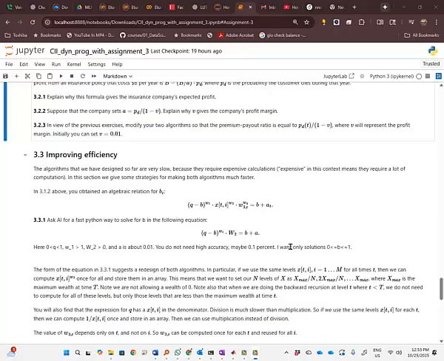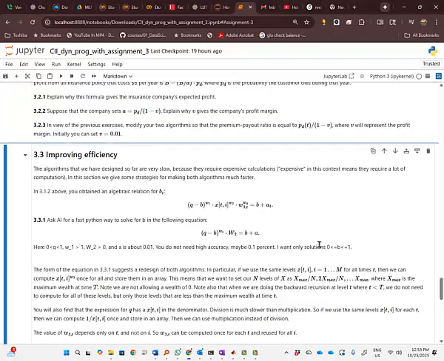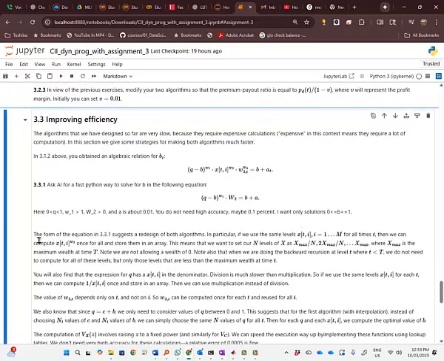Now, I have passed over the question of whether this value of B is going to give me a maximum or a minimum. It's pretty clear intuitively it's going to give a maximum. If we run into problems, we may have to go back, but we'll just assume at this point that if I find this solution, which is the place where the derivative is 0, it's going to give me a maximum value. The form of this equation suggests a redesign of both algorithms.